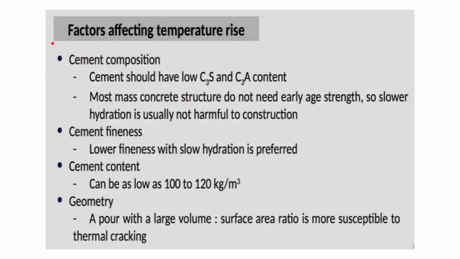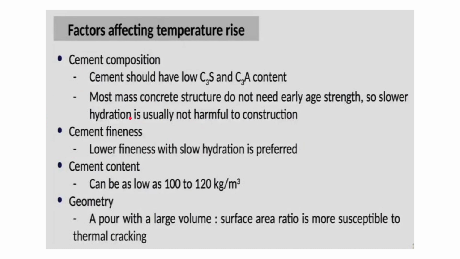So what are the factors which affect the temperature rise? Basically there are four factors. First, as we all know, is cement composition. The cement should have as low as possible C3S and C3A, because these give the initial hydration and the heat generation. Most mass concrete structures do not need early age strength because of the temperature criteria, so slower hydration is usually not harmful to construction. So there will be a low amount of thermal stress and tensile stress development, and also the working environment will be much superior for the laborers.